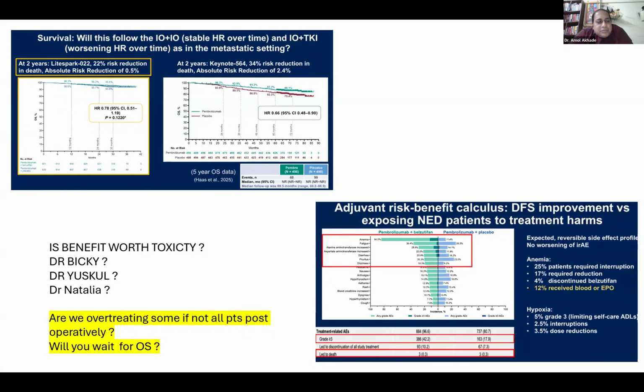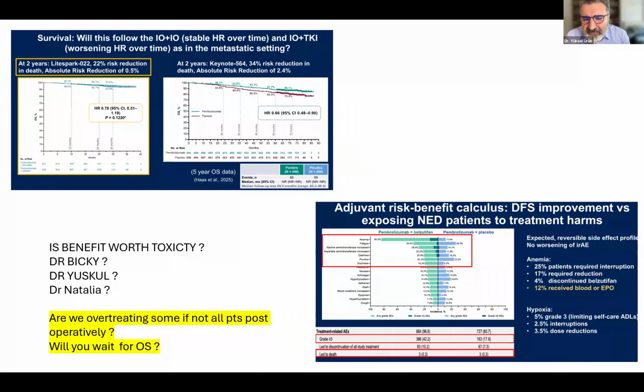But let me ask all of you, are we overtreating some, if not all, patients postoperatively, or will you wait for the OS? Suppose if it gets approval based upon DFS, are you okay to use it? So let me start with Dr. Yüksel. And Dr. Natalia, Dr. Deborah, what's your thoughts on this?